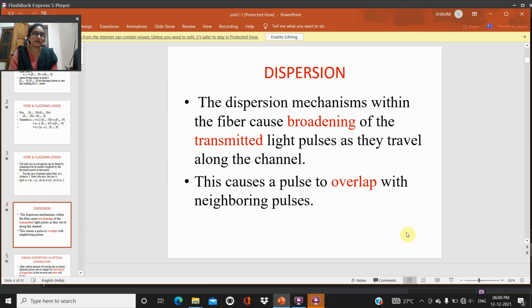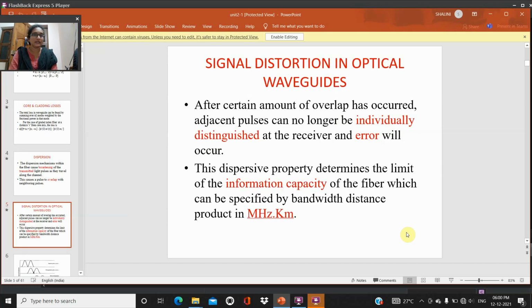Then dispersions. Next topic is dispersion. So dispersion is nothing but the thickened or broadened part of the transmitted light pulses as they travel along the channel. This mechanism is known as dispersion. This causes a pulse to overlap with the neighbor pulse. How dispersion may occur: the two pulses may overlap and they cause the dispersion.